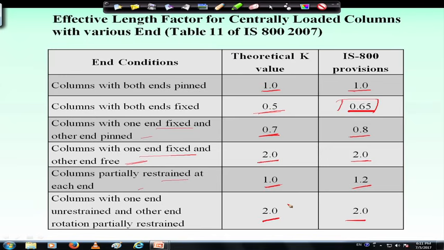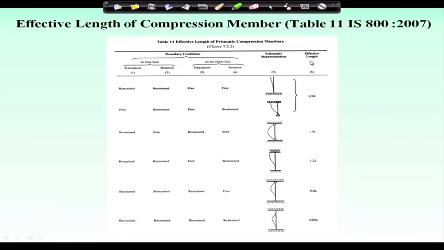So, when we are going to consider the effective length of a member, we have to go to table 11 of IS 800:2007, and as per table 11 of IS 800:2007, we have to find out the effective length of the member. A snapshot of table 11 of IS 800:2007 has been shown here. Here the effective length factor has been given.